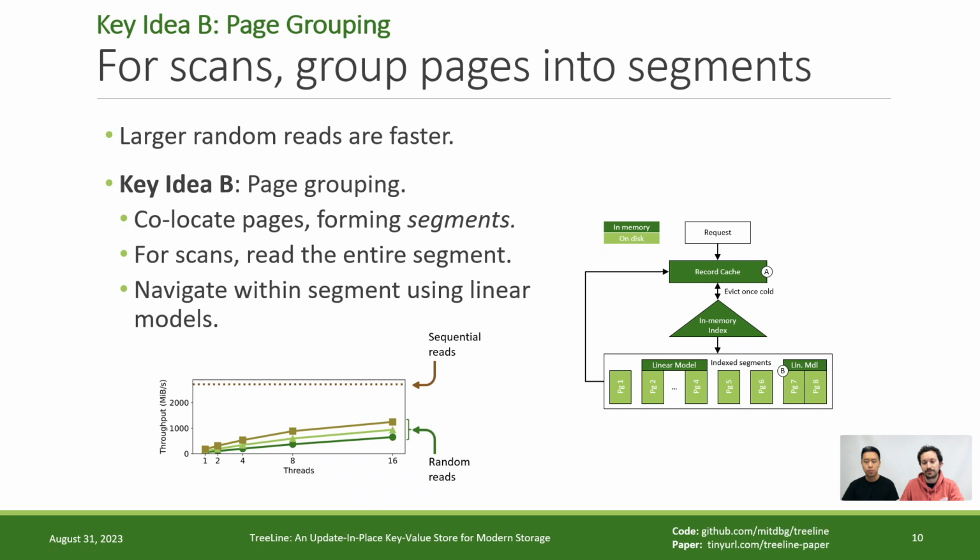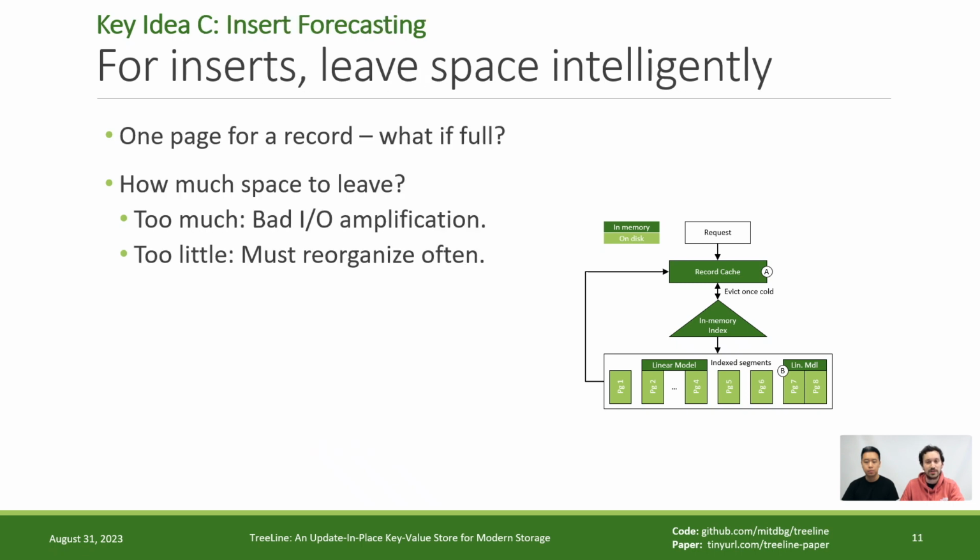Finally, for inserts, this update-in-place design, like B-trees, only provides a single designated location for each key. But it might be the case that the page that this key needs to go on is already full. To avoid this scenario in every case, you need to leave some amount of empty space on each page. However, how much space to leave is an optimization target. On the one hand, leaving too much empty space would lead to bad I/O amplification, because whenever you read the page, you're mostly reading empty space at that point. However, leaving too little empty space would lead you to need to reorganize your data all the time.